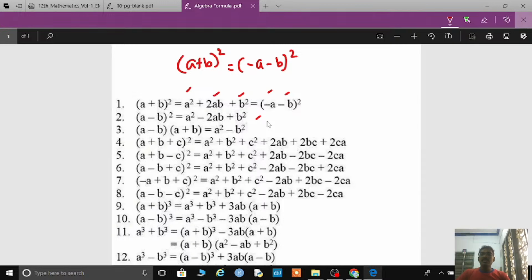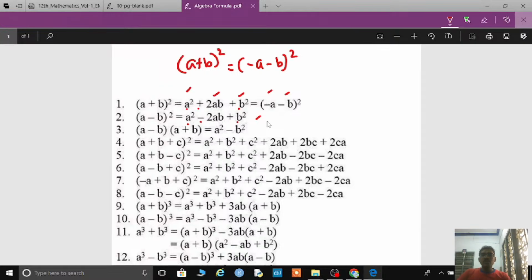So the one similarity is a square, a square, both are positive. And also in (a minus b) the whole square, a square, b square, both are positive. The one main difference is here the plus 2ab and here is minus 2ab. That's the only thing. Got it?